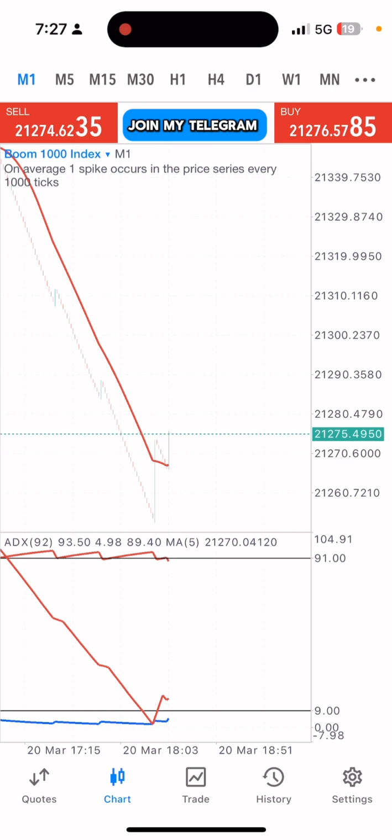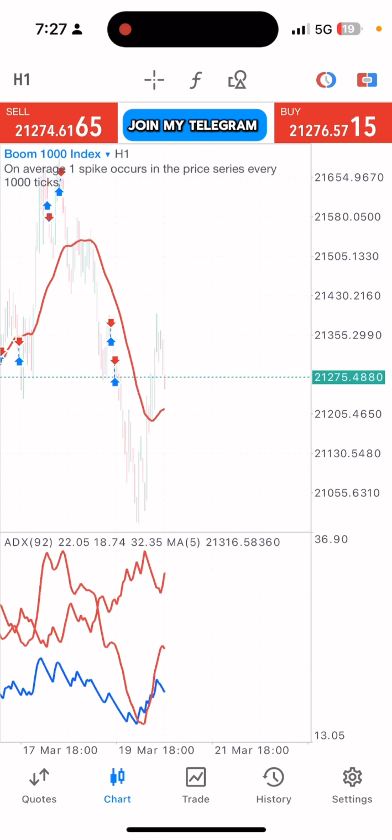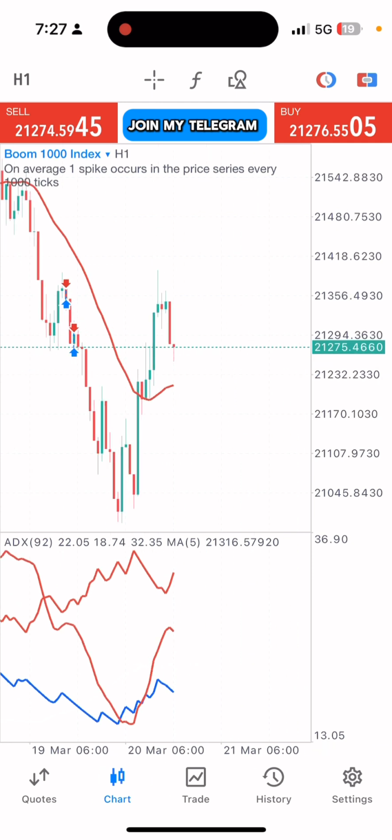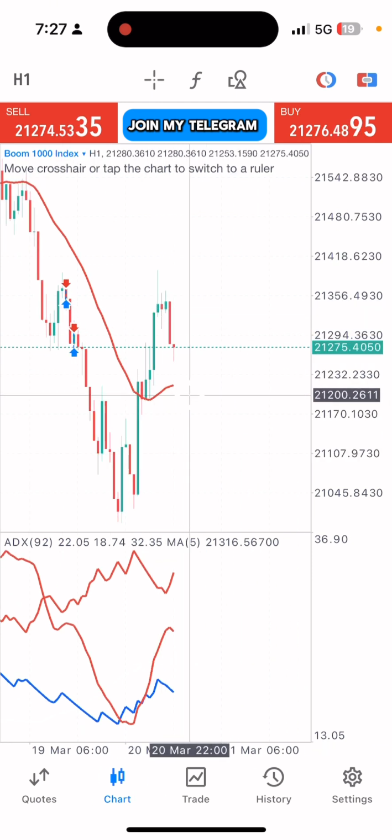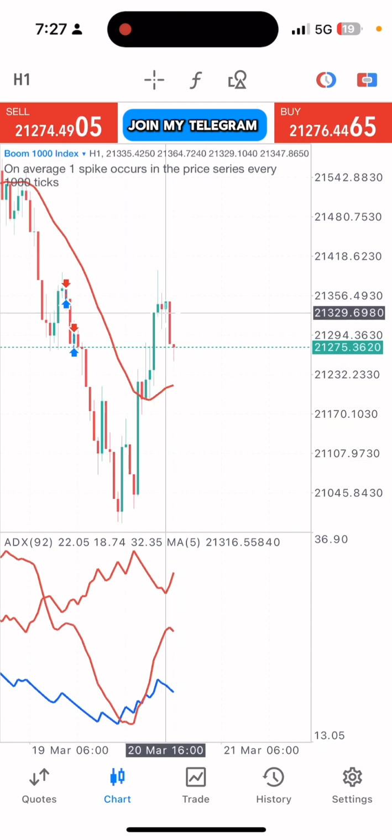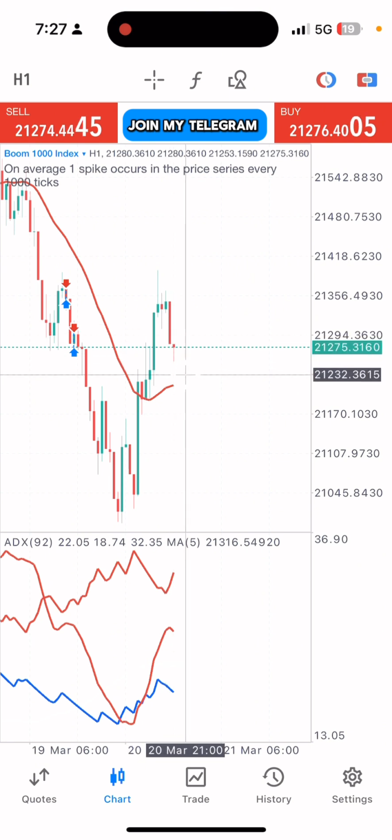Now, first of all, let me go over to the higher time frame, like the 1 hour time frame. What am I seeing here on the higher time frame? I'm seeing that this market is going towards the downward trend. The market has bought for a certain amount of time, but it's going towards the downward trend. Now, this does not mean that this market won't spike.